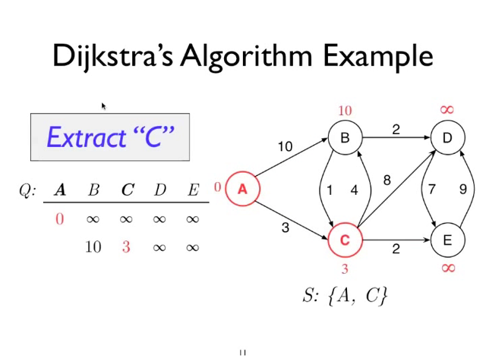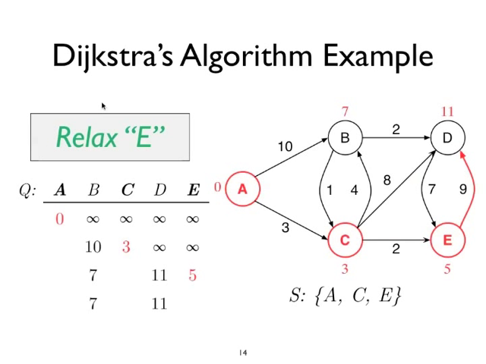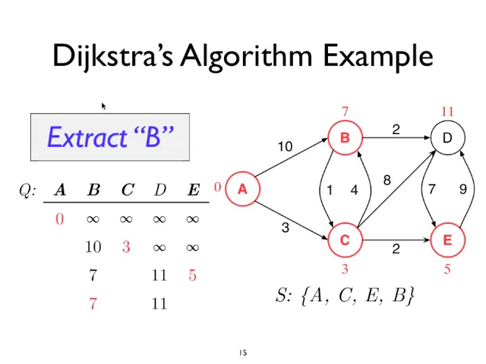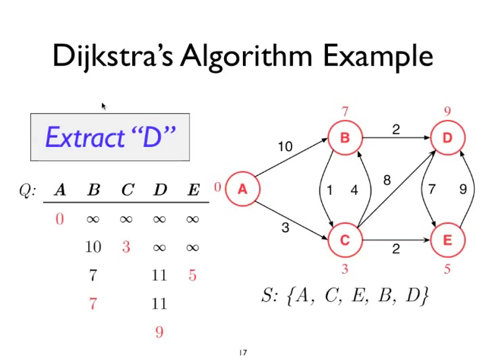So we next extract C, add it to the processed nodes set, and proceed to relax its edges, looking for better paths. As we find better paths, we add them to the priority queue and continue processing. Moving on to node E, relaxing its edges, moving to B, relaxing its edges, and finally moving to D. Once we have finished with D, the processing completes, and in the priority queue, we have, as highlighted in red, the shortest path distance from the start node to each of the other nodes in the graph.